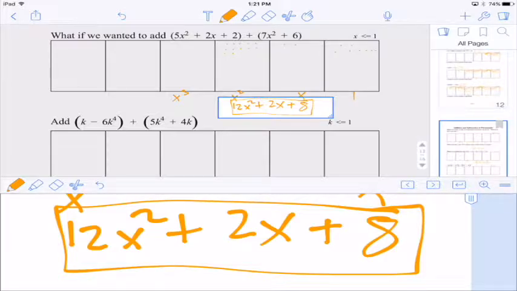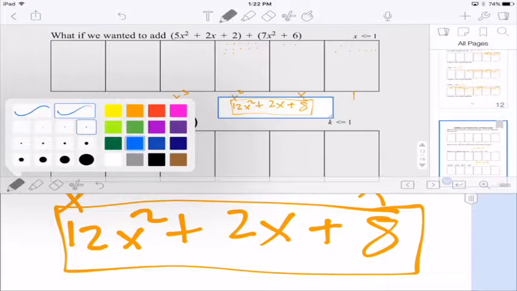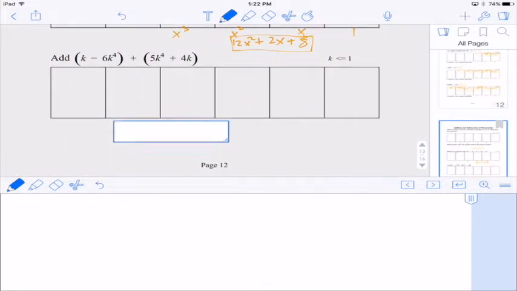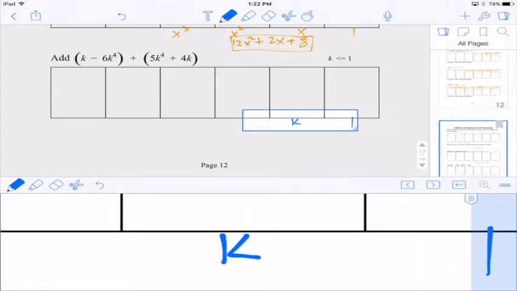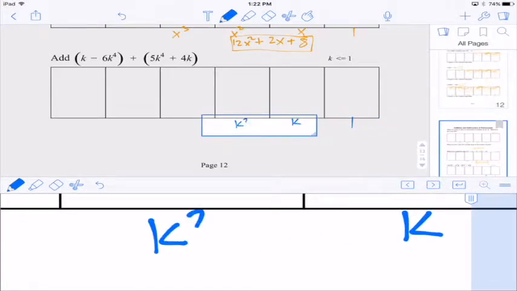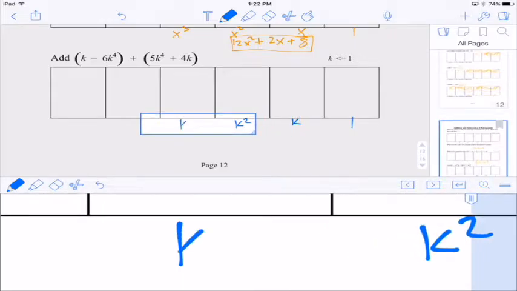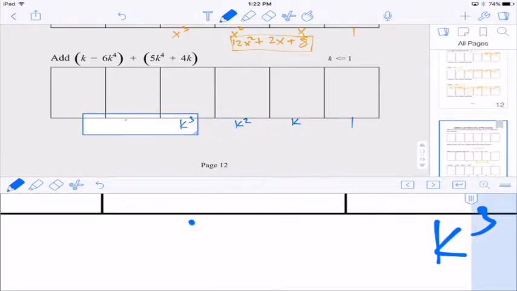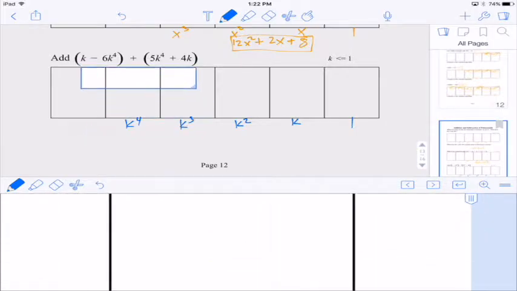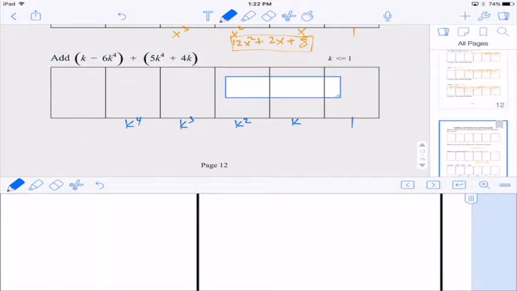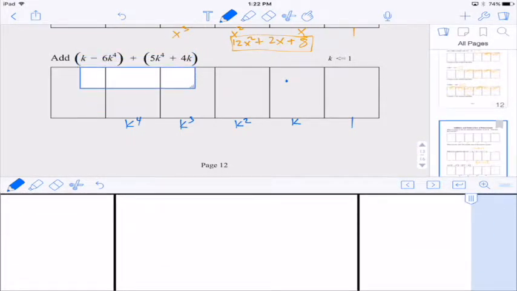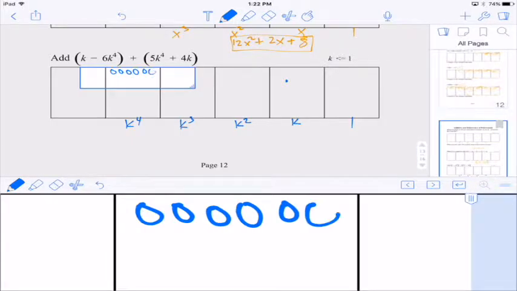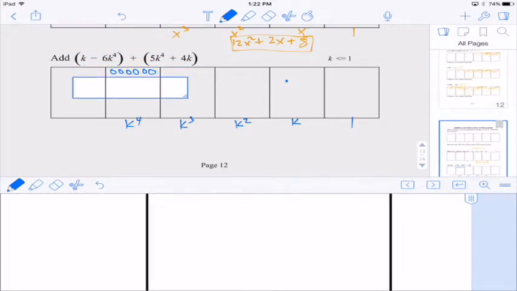So now we're going to add again, but we've got some negatives now. So we have k's, so let's do it. We've got our 1s, we've got our k's, we've got k squareds. I need to go to k to the fourth, k cubed, and k to the fourths. So I have a k, one of those, and I have negative k to the fourth. So I'm going to draw my anti-dots in there. 1, 2, 3, 4, 5, 6. Negative 6 k to the fourths.